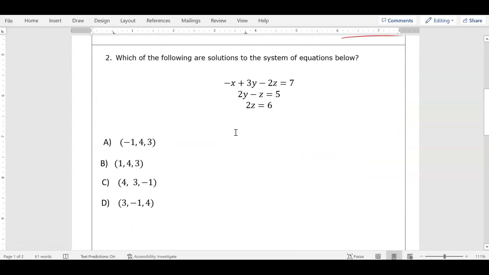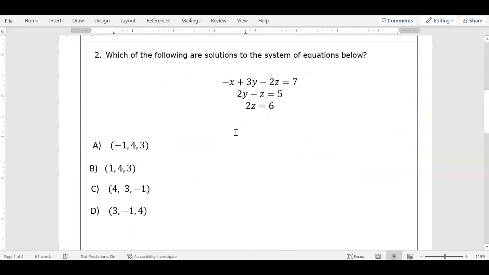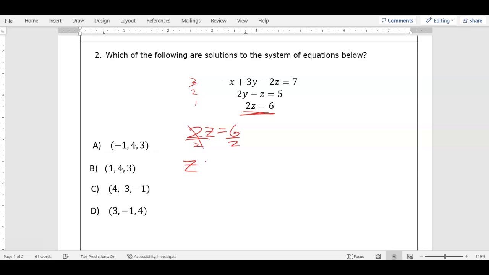Okay, number 2, which of the following is a solution to the system of equations below? Now, the easiest thing I can do is start with one variable. The first equation has 3 variables. The second equation has 2 variables, but the last equation has 1 variable. So let's stick with this one. So 2z equals 6. How do I get rid of the 2 in front of z? I divide by 2, so z equals 3.